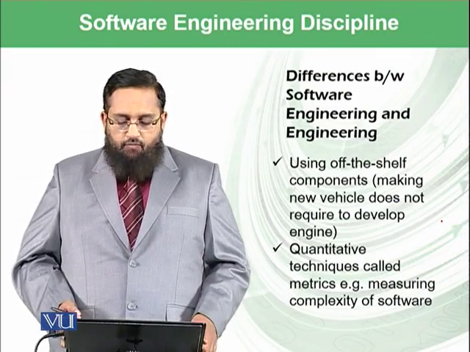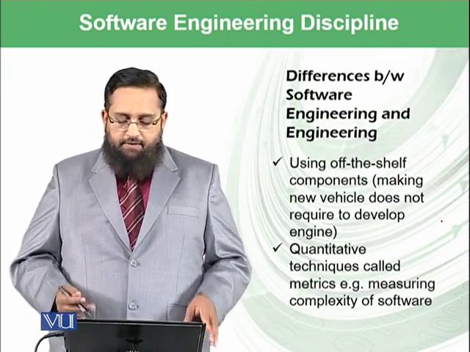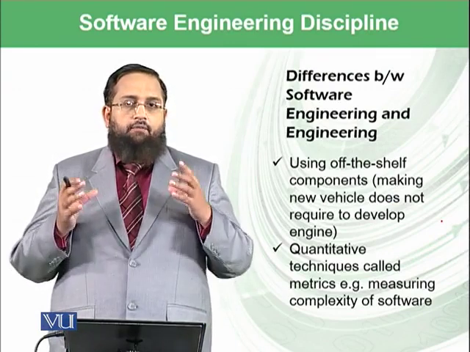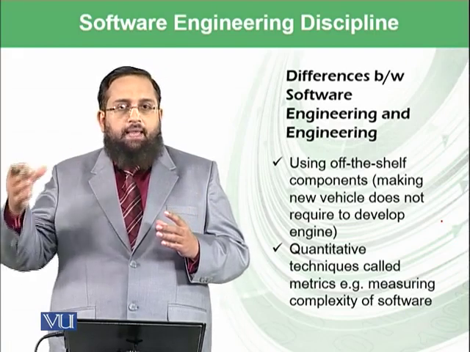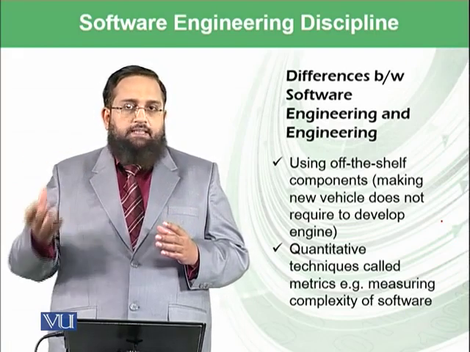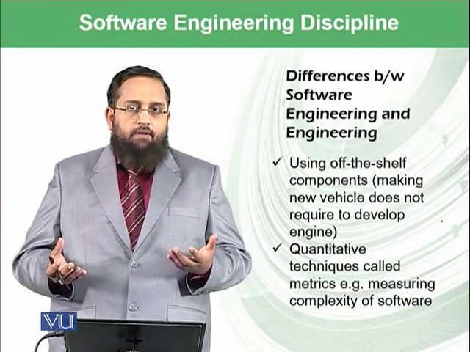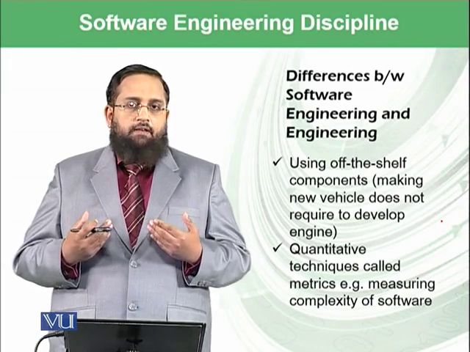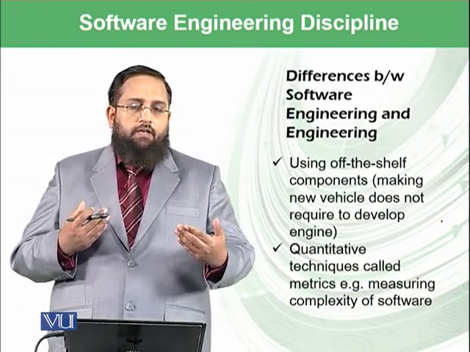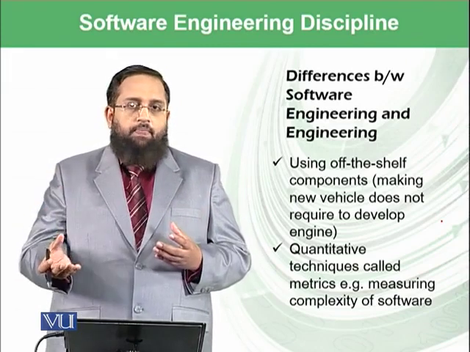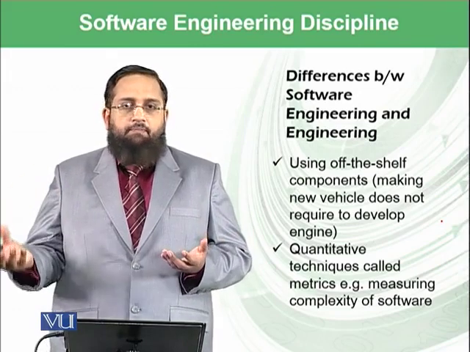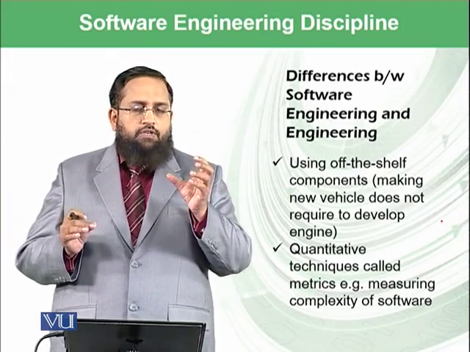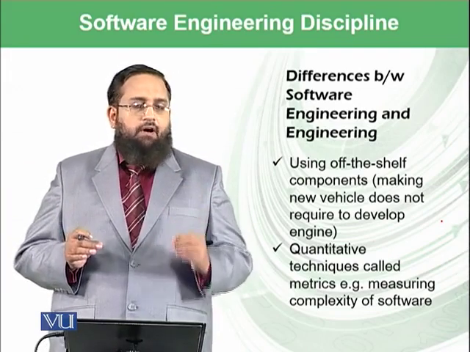The difference between software engineering and other engineering is the use of off-the-shelf components. For example, if you want to make a vehicle, you are not going to make the engine for that vehicle from scratch. The engines are already available. For example, you belong to a vehicle manufacturing company and you want to launch a new model. Normally in the new model, you have many things the same as they were in the previous model, and in the next model you have just changed slight things. So you are using off-the-shelf things which are already available.